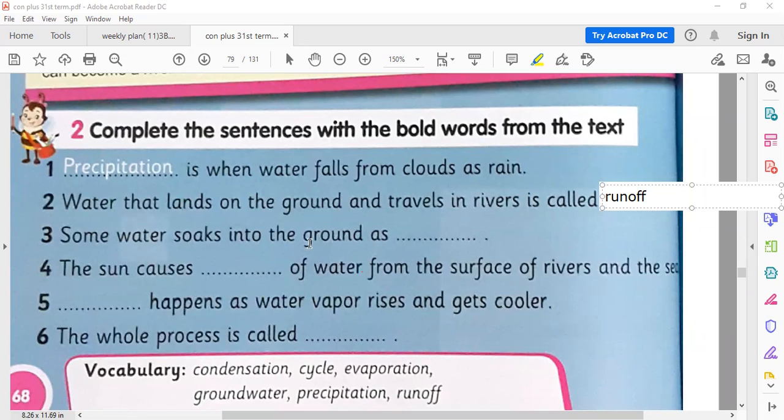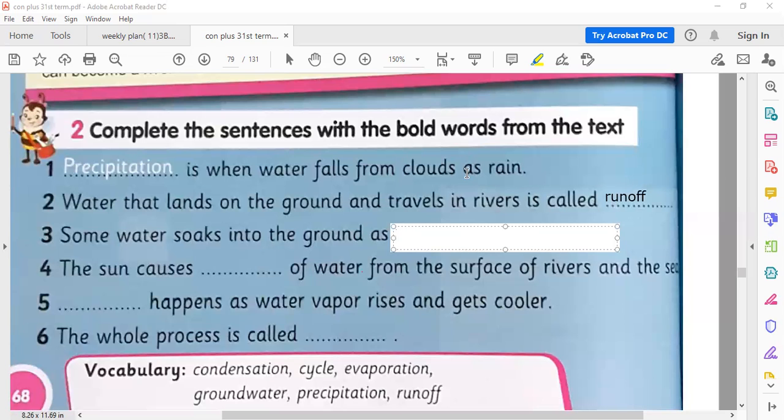Ziad? Yes, teacher. 3. Some water sucks into the ground as rain. Teacher, we are done with the runoff. Runoff is done. We still have condensation, cycle, evaporation, groundwater, precipitation.